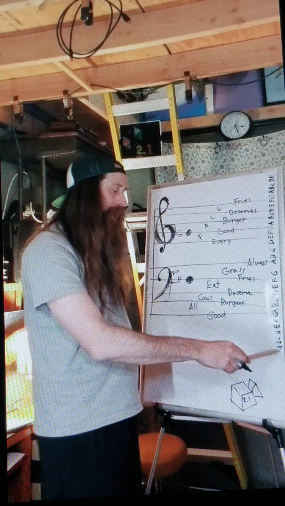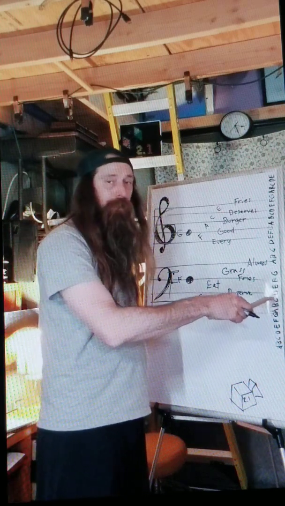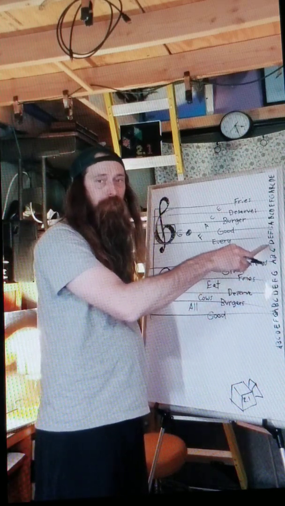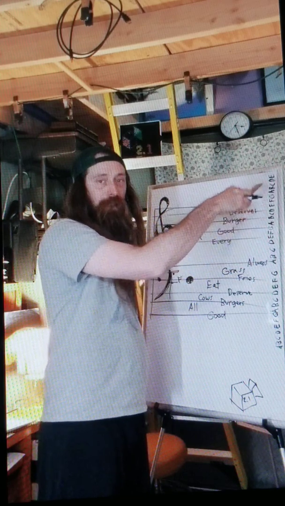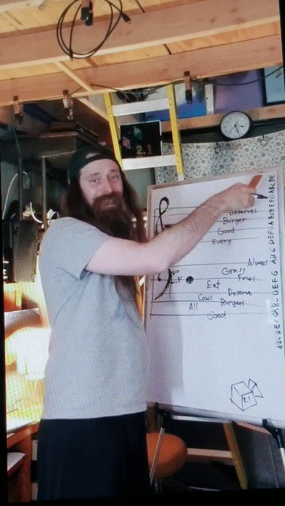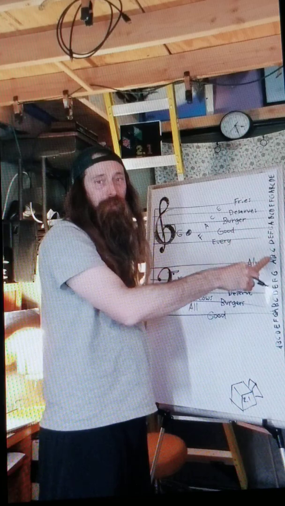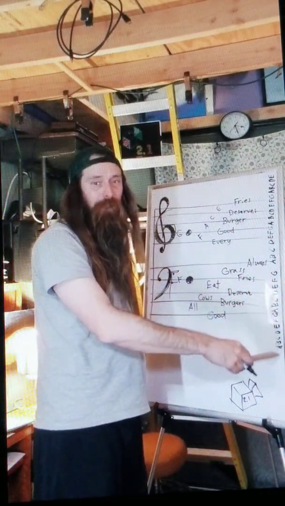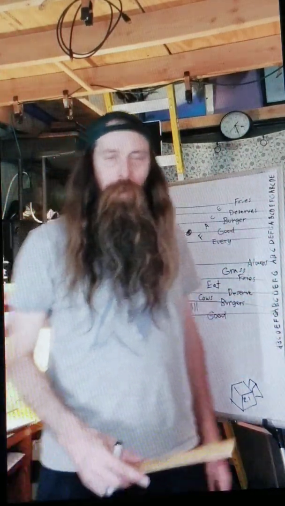So if you understand A, B, C, D, E, F, G, repeating, and backwards, G, F, E, D, C, B, A, repeating. Okay? That's a good place to start.